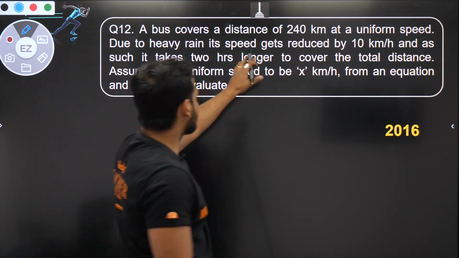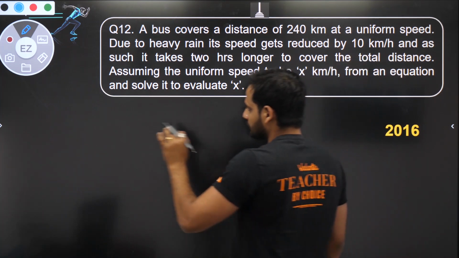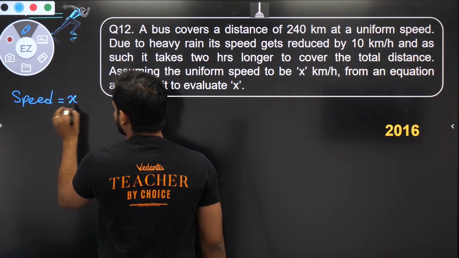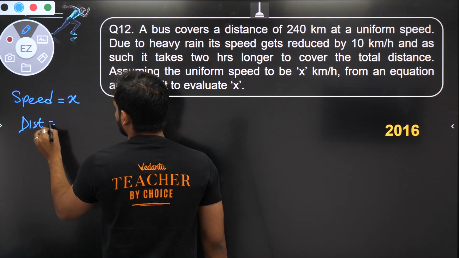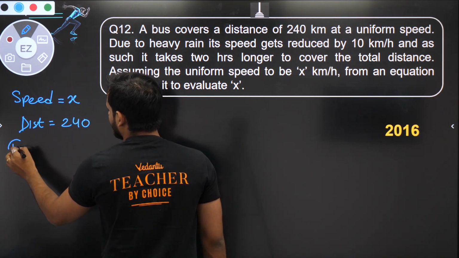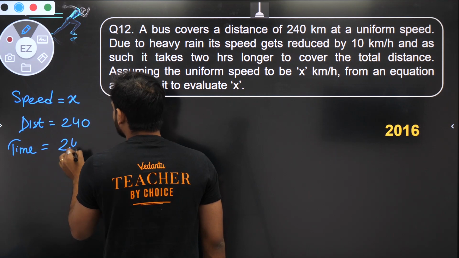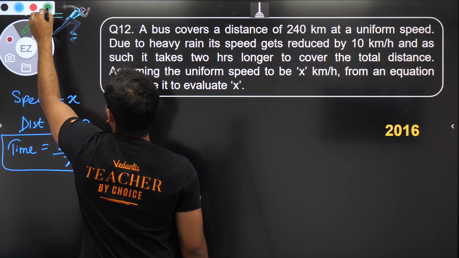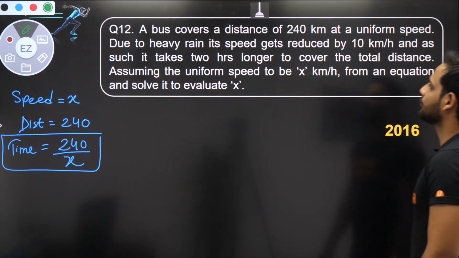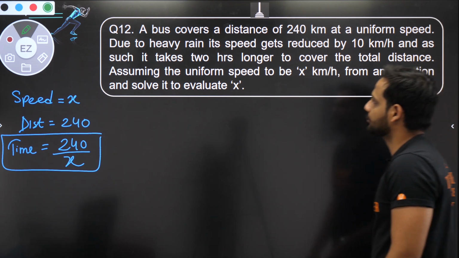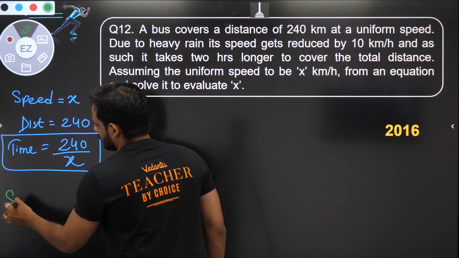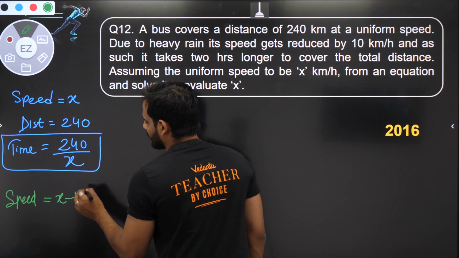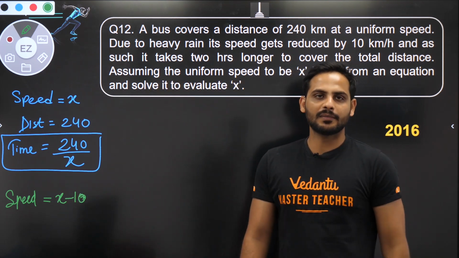So I will say, under normal condition, my speed is x, distance is 240, so my time taken to cover this journey will be distance upon speed. Correct? This is your blue equation. Now see what they are saying in the next part. Due to heavy rain, its speed gets reduced by 10 km per hour. So in case of heavy rain, I will say speed is x minus 10.